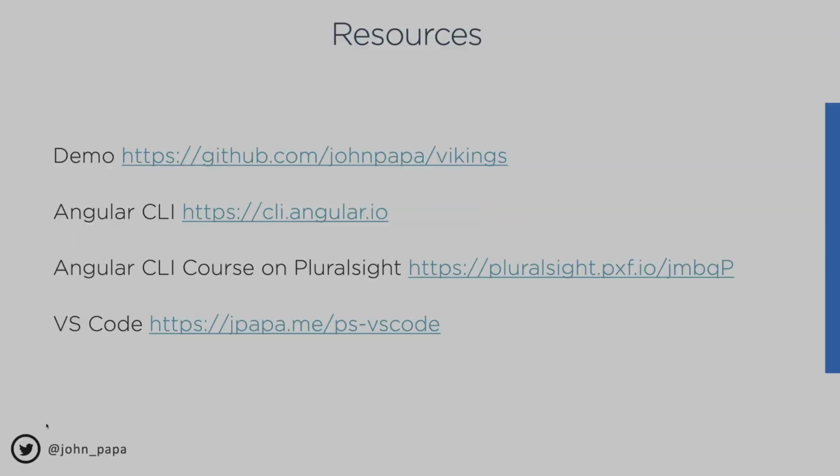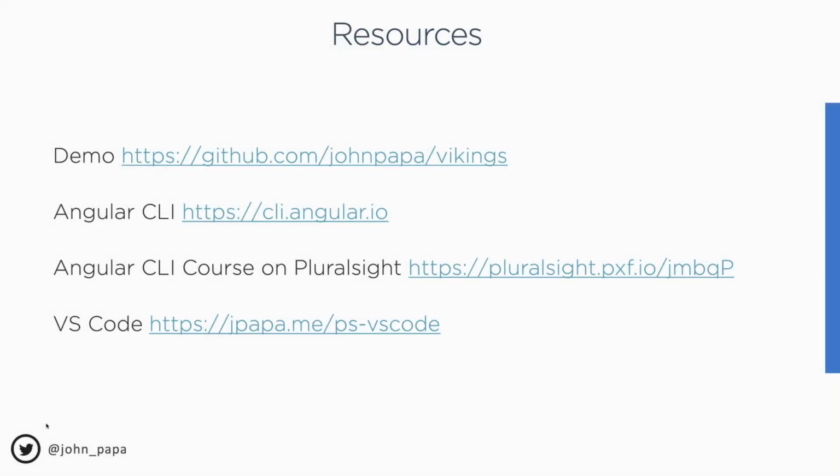Routing is kind of a bonus in this one. If you want to check out more, you can check it out in this demo right here. Everything I showed, you can check out in the demo at this link, and the instructions for running it are right on this GitHub page. It's called the Vikings demo or Heroes. If you want to run the Angular CLI, you can go to this web page to find the CLI, cli.angular.io.